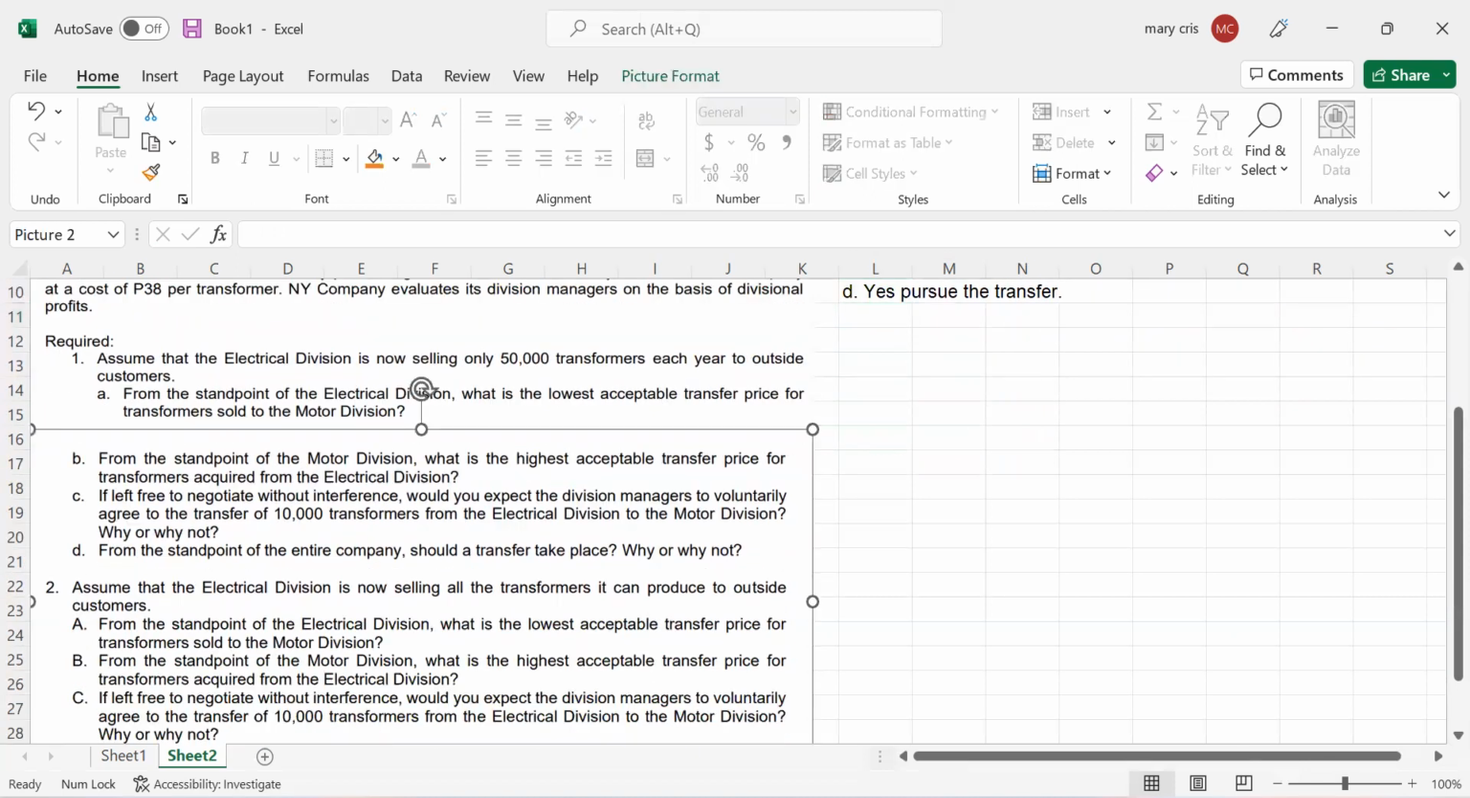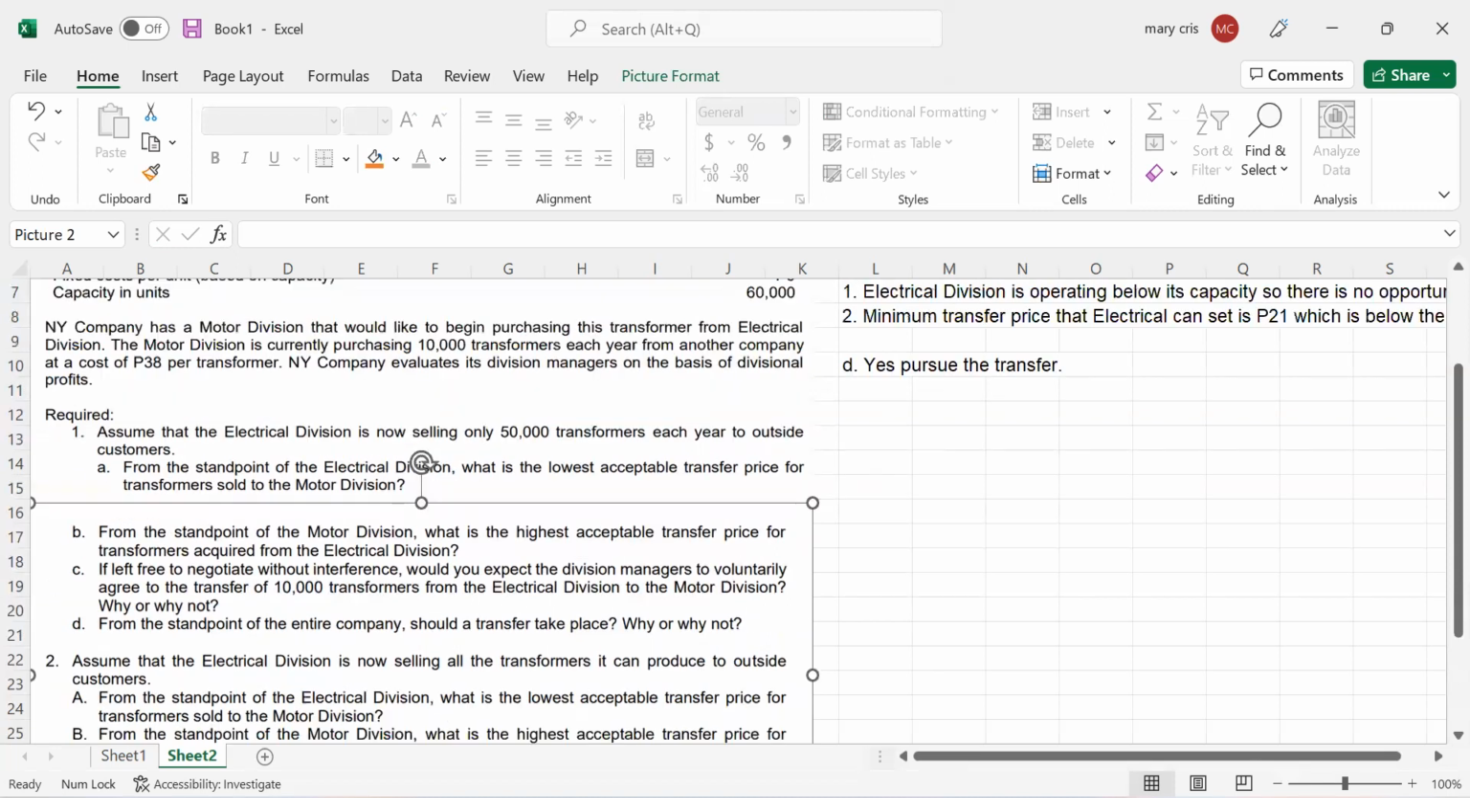Ito namang pangalawa. What if? Assume that the electrical division is now selling, take note, all of the transformers it can produce to outside customers. So, unlike kanina sa first na requirement, they are only selling 50,000 transformers. In short, they are not operating at their full capacity. So, they can still accommodate the purchases of motor division at 10,000, without losing something, or without incurring opportunity costs.